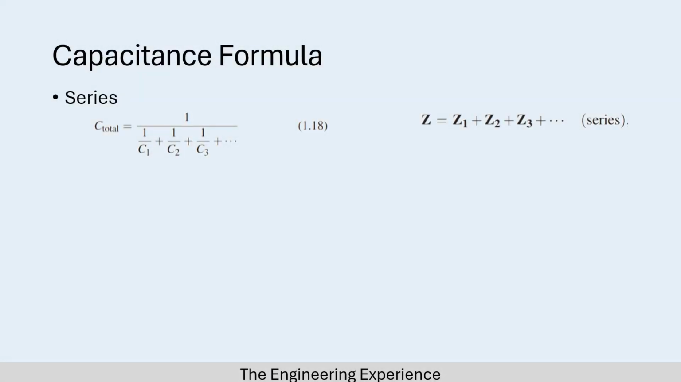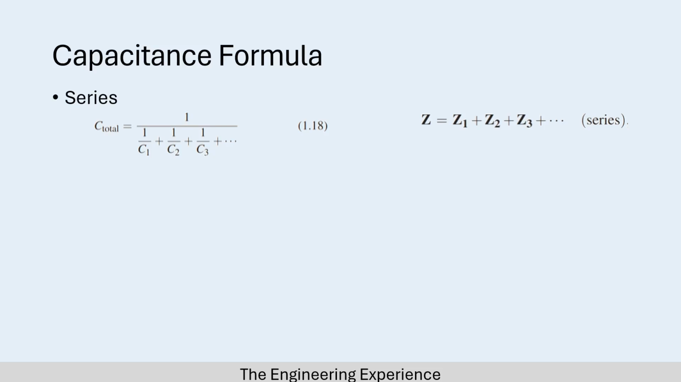Firstly, I will go through the series capacitor equation. This is basically when you have two or more capacitors connected in series and you are interested in the total capacitance across all of them. The equation given to us in formula 1.18 is the total capacitance is equal to 1 over C1 plus 1 over C2, and that goes up to Cn, depending on how many capacitors you have.